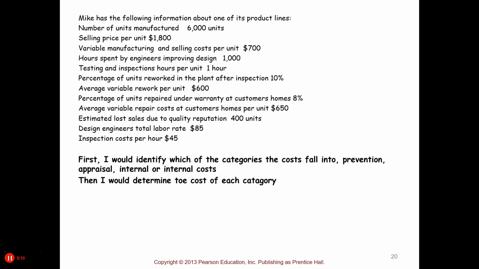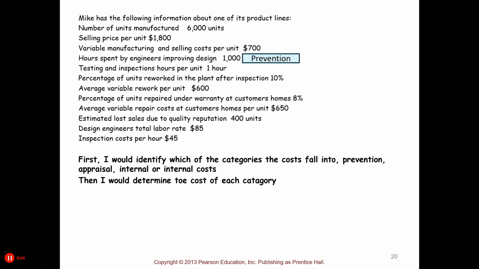Now here's a problem. We have the following information. And now here's how I would work this problem, which is similar to what your homework is. The first thing I would do is go ahead and try to categorize the activities that would fall within the 4 categories of prevention, appraisal, internal, and external. That should be external costs. So, first of all, number of units, no, but that helps us with figuring things out. Selling price, yes, that helps us out. Variable cost, that helps us.